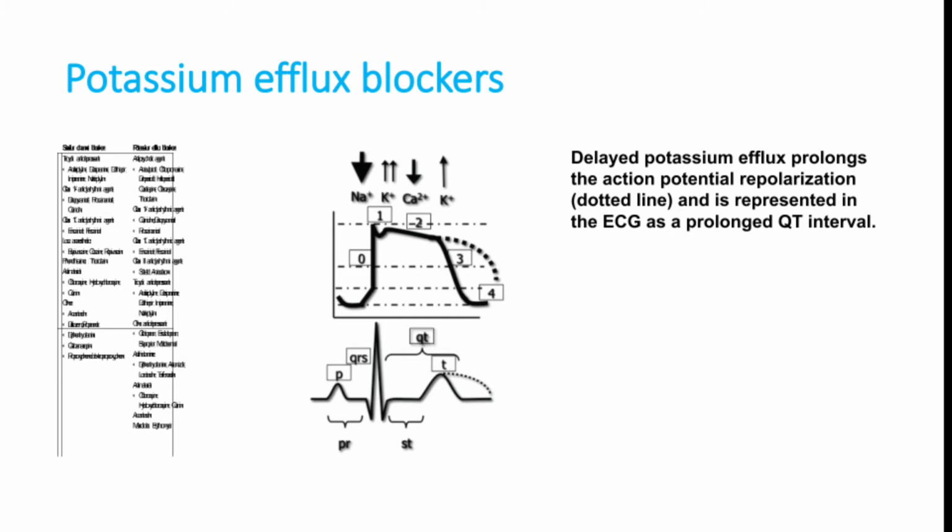Delayed potassium efflux prolongs the action potential in repolarization, and it is represented in the ECG as a prolonged QT interval. So most of these drugs are seen in both the previous class and this class. They can produce prolonged QT interval, prolonged QRS interval. Then the patient can have different types of ventricular tachycardia. Here you can see the QT interval is prolonged. That may be the earliest finding. Then the patient can develop ventricular fibrillation like Torsades de pointes.